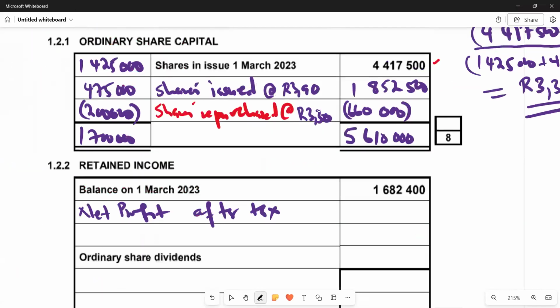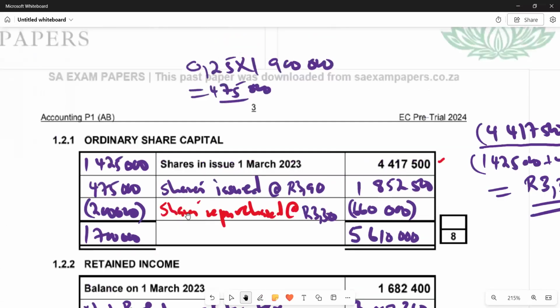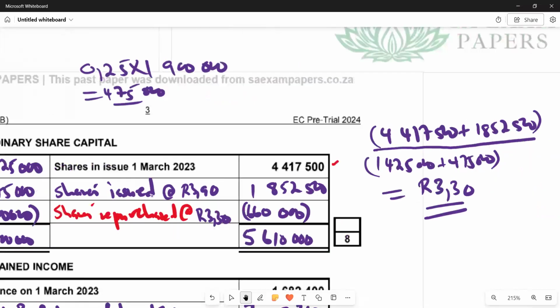So net profit after tax, we are saying 3,051,360. And then obviously after that, that's when we are going to adjust for our repurchase. Repurchase of shares. Remember, when shares are repurchased at a price above the average share price, you know that our average share price is 330. And when it's repurchased above that average share price, we need to see the difference above average share price and adjust it in the retained income note.